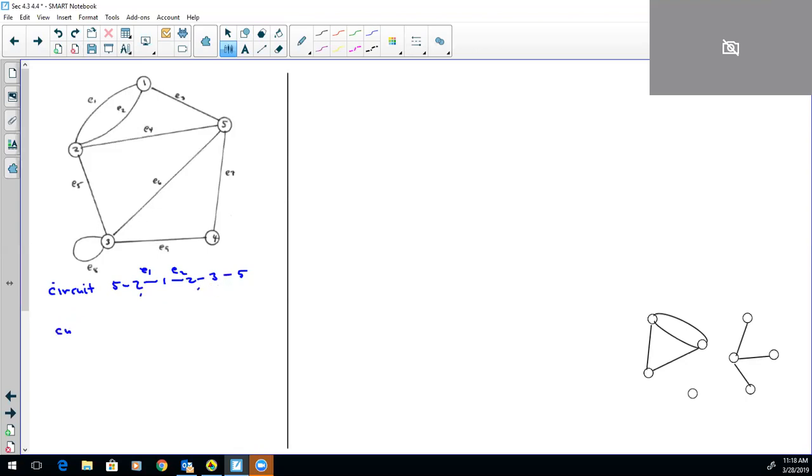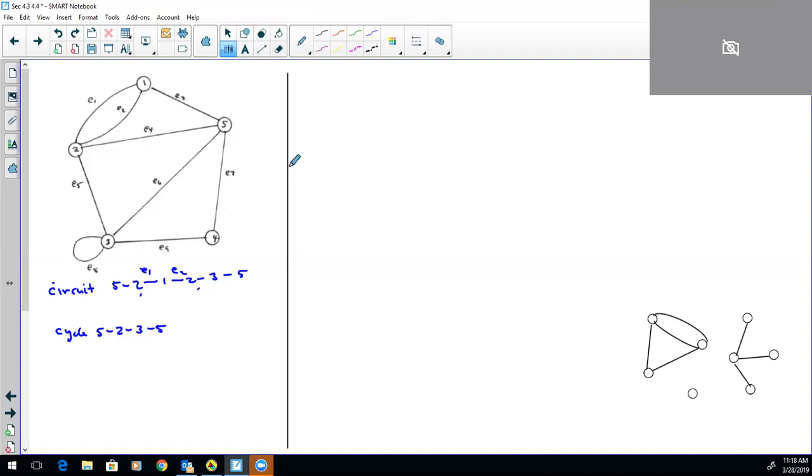Now, an example of a cycle from 5 to 5 is a pretty simple one. Let's do from 5. There's a bunch of them. 5 going to 2 to 3 to 5. Okay, that's a cycle. It's a circuit because it starts and ends at this. It is a closed path because it starts and ends in the same place. It's a circuit because we're never going over the same edge twice. And it's a cycle because we're never going through the same vertex twice.